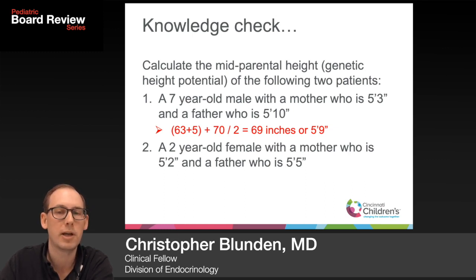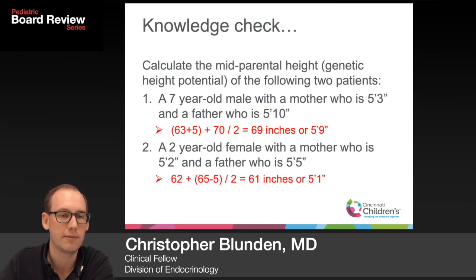And the 2-year-old female whose mom is 5'2" and dad is 5'5". Again, we have 62 and 65. For the parents' heights, we would subtract 5 because this is a little girl, and divide by 2 for a midparental height of 61 inches, which would be equivalent to 5'1".